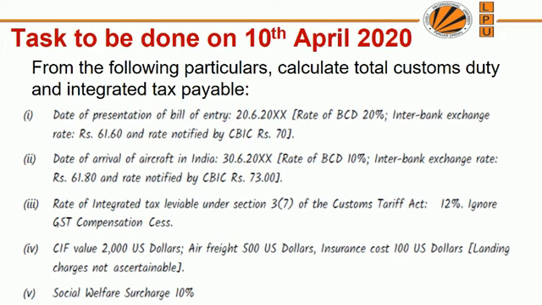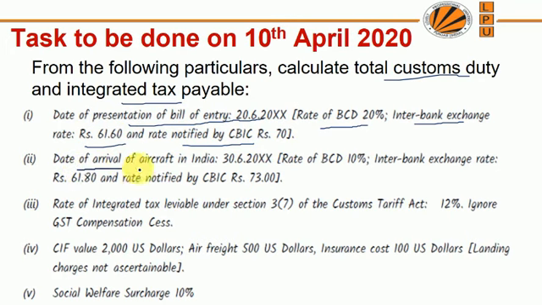Now time to do a task at home. So this is a task. After this lecture, you are going to solve this question. I read the question once for you. From the following particulars, calculate the total custom duty payable and integrated tax payable. Date of presentation of bill of entry is 20th June. Rate of BCD given is 20%. Interbank exchange rate is given. Here I am not going to give you any hint today. Rate notified by the CBIC is also given: 70, 61.60. Here 4 rates are given now.